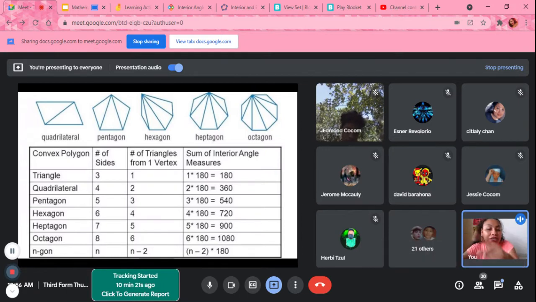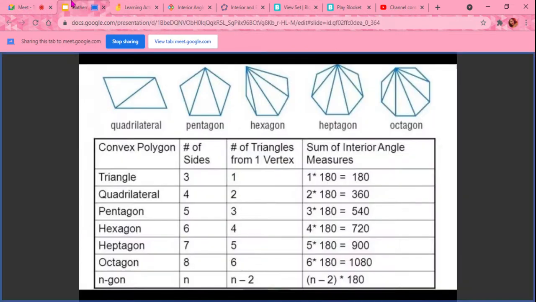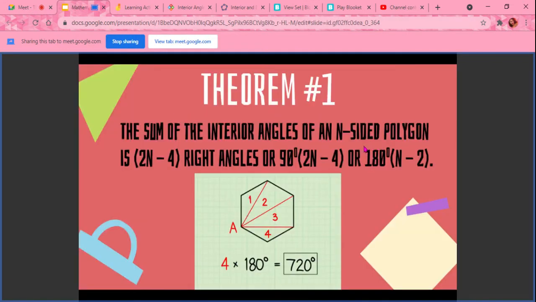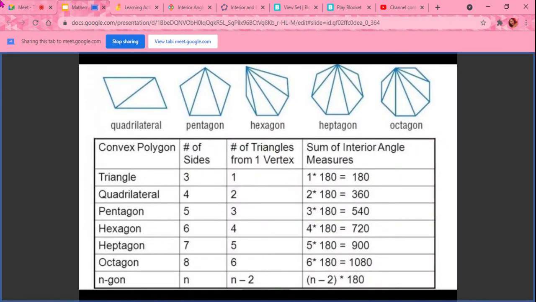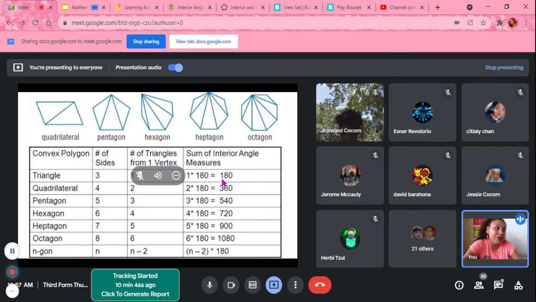Now, what I have on the last row at the bottom, an n-gon, meaning any number of sides, is a formula. If you take a look at n minus 2 multiplied by 180, that is what is in the previous slide. So this is what is given right here. But this table helps you understand what n minus 2 times 180 means. Does anybody have any questions with this?